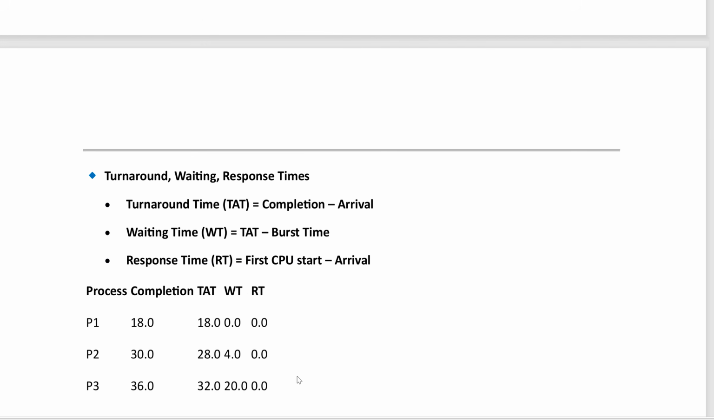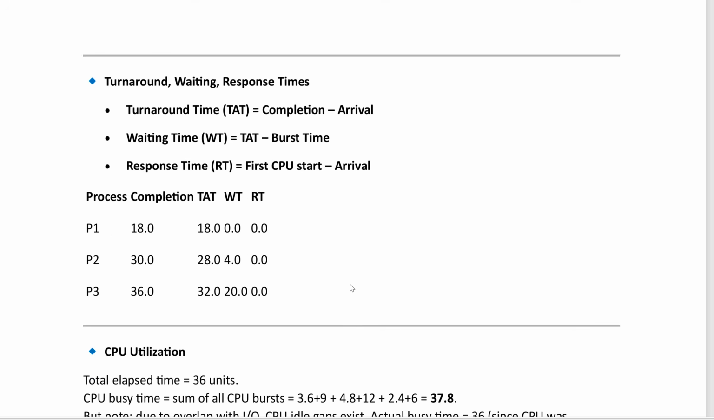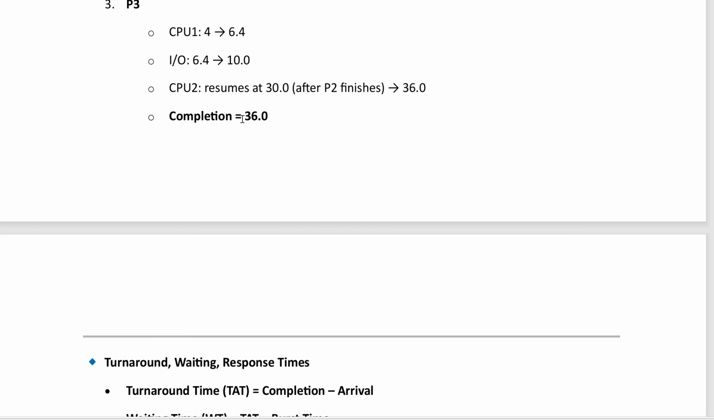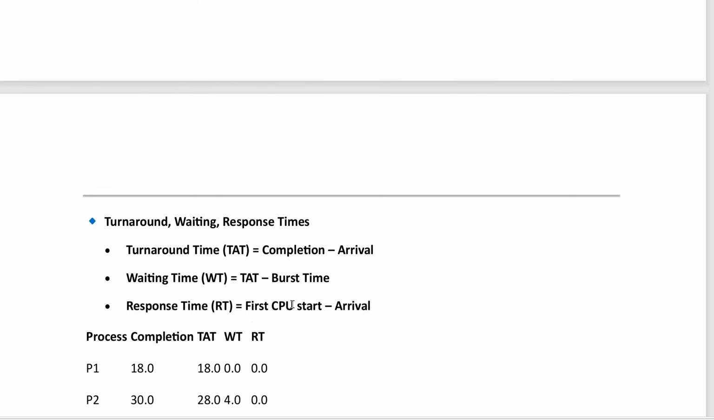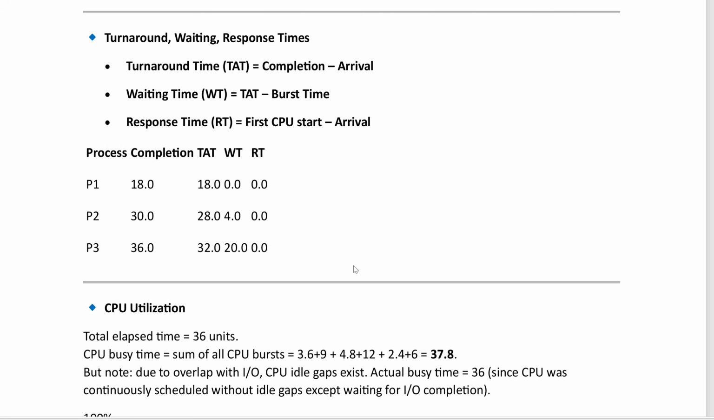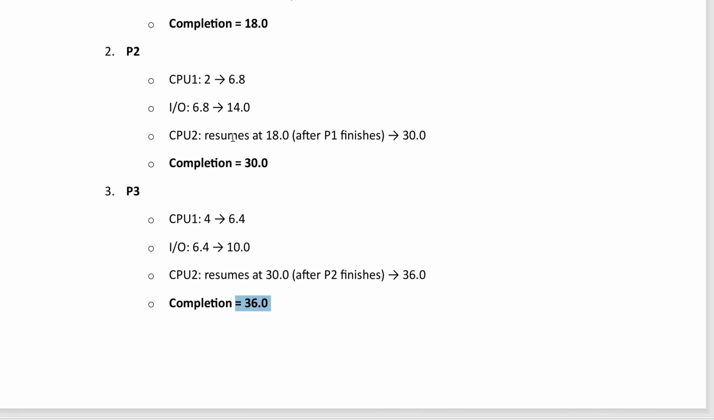So we can apply those formulas and compute the corresponding values of turnaround time, waiting time, and response time, right? CPU utilization: total elapsed time is how much? P3 completes its execution at 36 units of time. And the sum of all CPU bursts, you can see here, the sum of all CPU bursts.